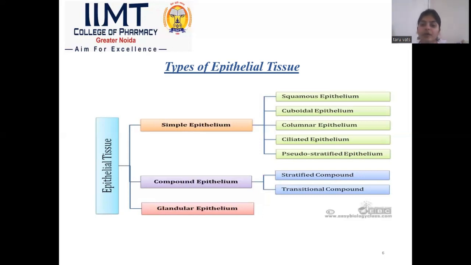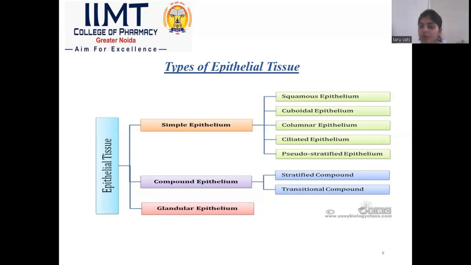Then stratified compound epithelium. It is composed of several layers of cells. They do not have basement membrane. They are present on the surfaces where there is considerable wear and tear. Depending upon the type of stratified compound epithelium, it is further classified into stratified squamous epithelium, stratified cuboidal epithelium, stratified columnar epithelium.